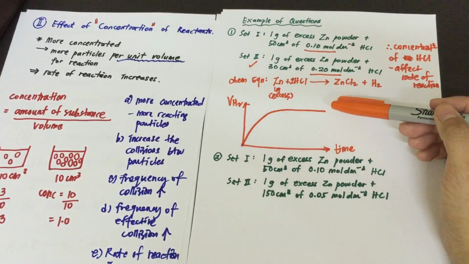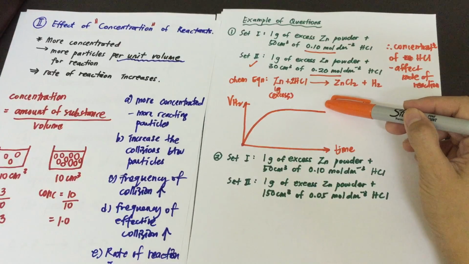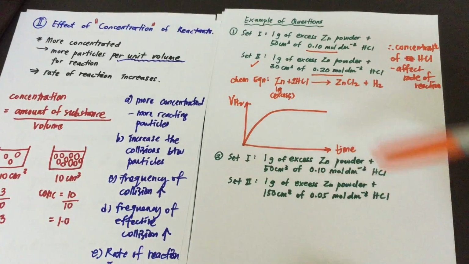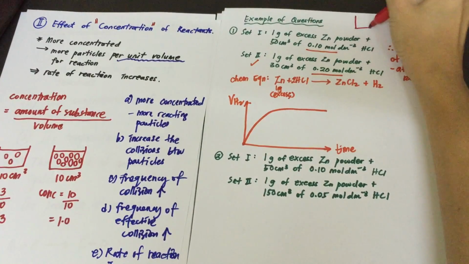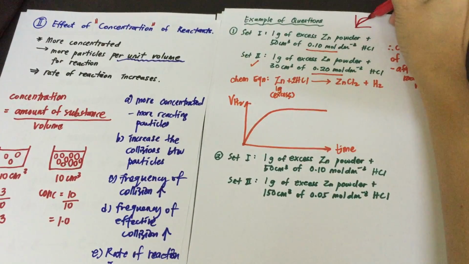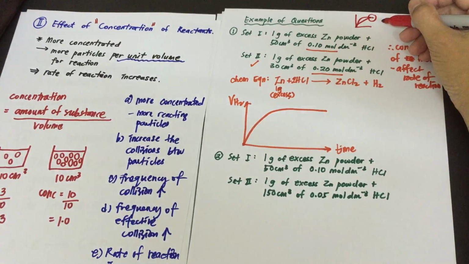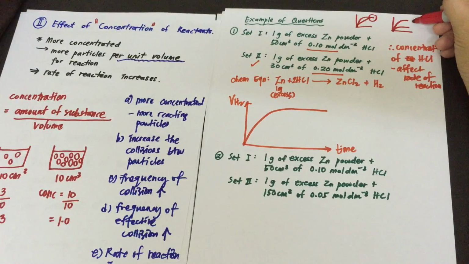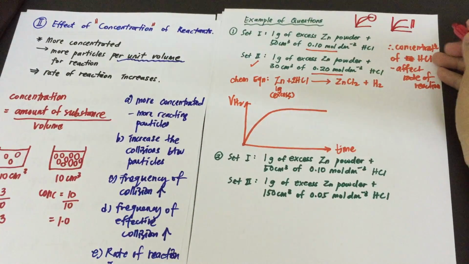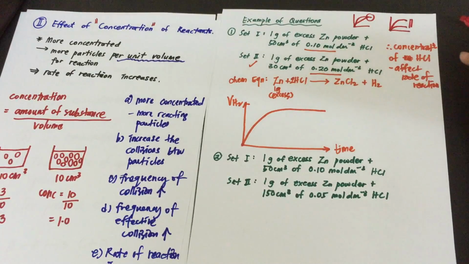And the second important point is whether the tails of the 2 graphs are meeting each other. When we say they are meeting each other, like this, that means the product generation is the same. If the 2 graphs are not meeting each other, that means the product generation is different. One has a higher product generated compared to the second one.